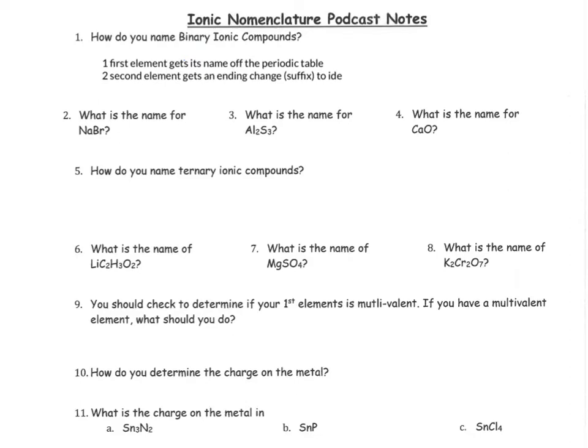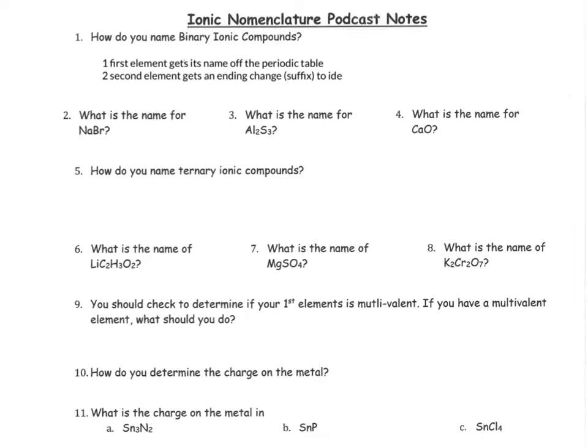Okay, so there are two steps to this. The first element in the name, the cation, gets its name directly off the periodic table, and the name for the second element gets an ending change. So whatever the ending of it is, like if it's chlorine, usually the ending is INE, you're going to change it to IDE. Now usually the last syllable in the element, for example, phosphorus would be phosphide, is going to get changed to IDE, like sulfur will become sulfide.